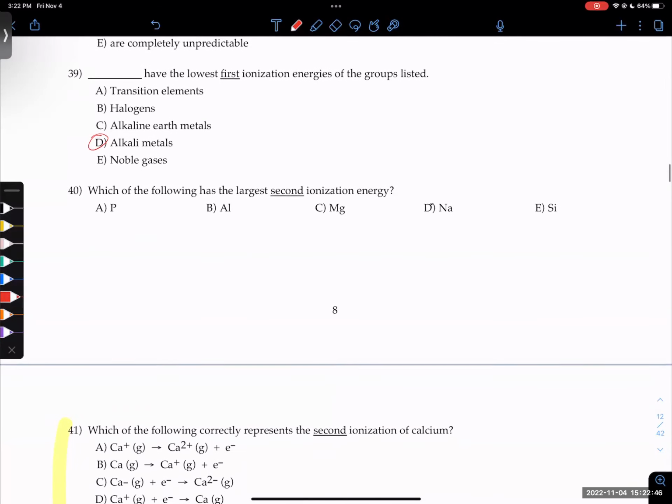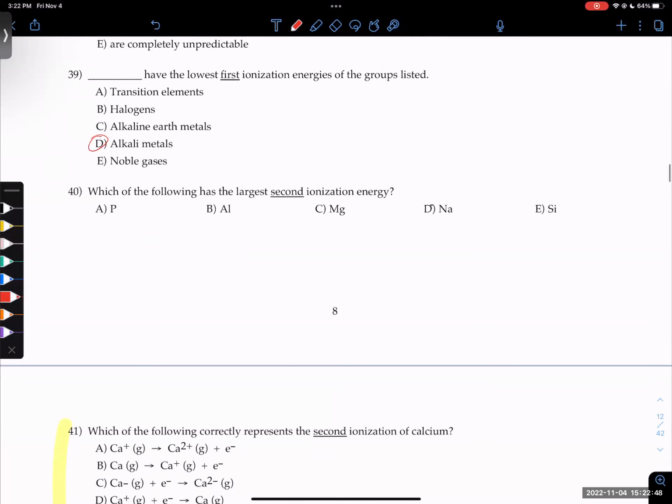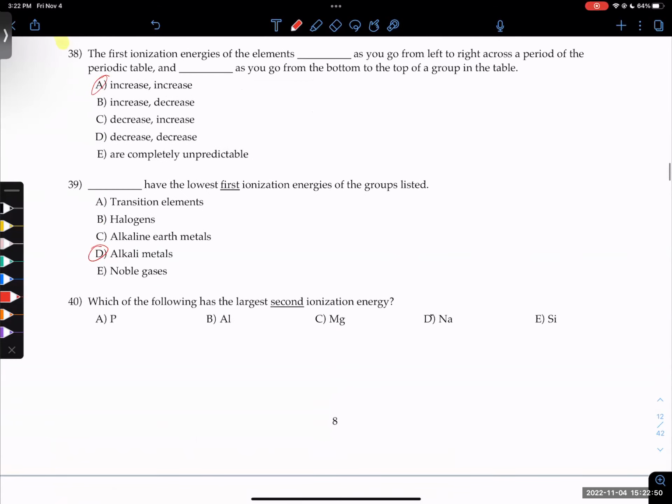What does the first ionization energy mean? Why does it say first? Yeah, so the first ionization energy is the amount of energy to remove the first electron. So, like sodium gas going to sodium plus gas, and then plus an electron. That's the first ionization energy.